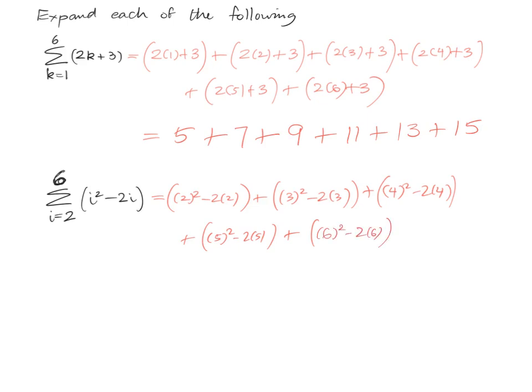And then I would probably want to evaluate all of these. So 2 squared minus 2 times 2 is 0, plus 3 squared minus 2 times 3 is 9 minus 6 is 3, plus 4 squared minus 2 times 4 is 16 minus 8 is 8, plus 5 squared minus 2 times 5 is 25 minus 10 is 15, plus 6 squared minus 2 times 6, that's 36 minus 12, which is 24. And I would write my expression this way. I would not actually calculate the sum because the question just wanted me to expand, and so I would call that done.